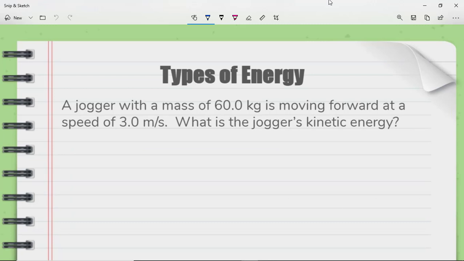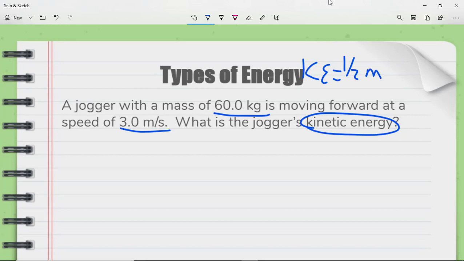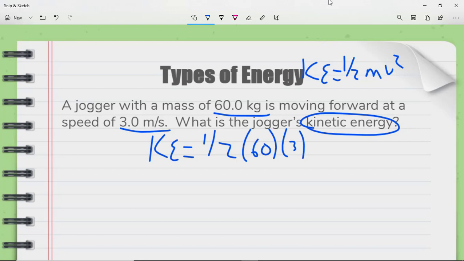A jogger with a mass of 60 kilograms is moving forward at a speed of 3 meters per second. What is the jogger's kinetic energy? Well, remember that kinetic energy is equal to 1/2 mv squared. So we just simply plug in and solve. Kinetic energy is equal to 1/2 the mass, which is 60, times v, which is 3, and we're going to square that value. When we get to the end, we get kinetic energy, which, as you know, energy is measured in joules, so make sure you include the correct unit with your response. And what we get is 270 joules of energy.